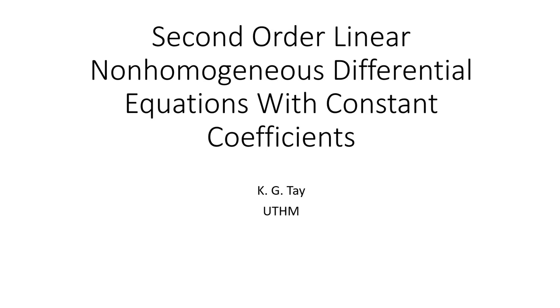Okay, we are going to continue with the second order linear homogeneous differential equation with constant coefficients. Yesterday we looked at the homogeneous case. Homogeneous means the right hand side is equal to 0. Yesterday you saw y double prime plus y prime plus y equal to 0.